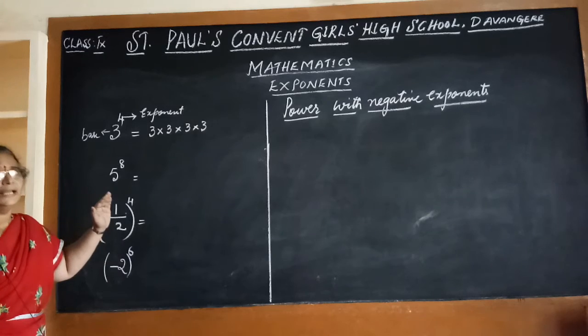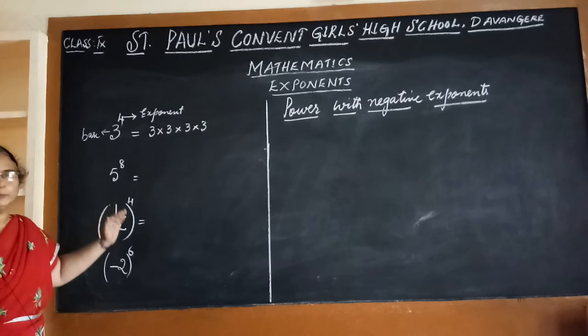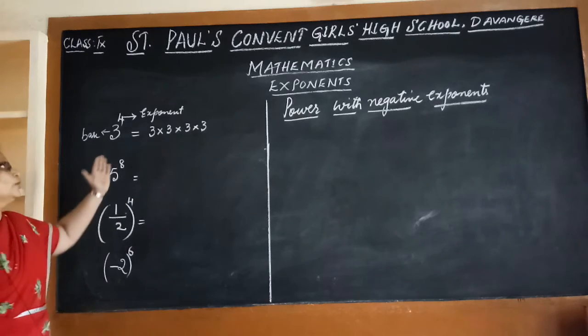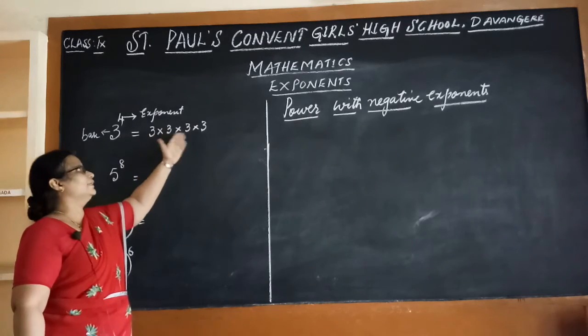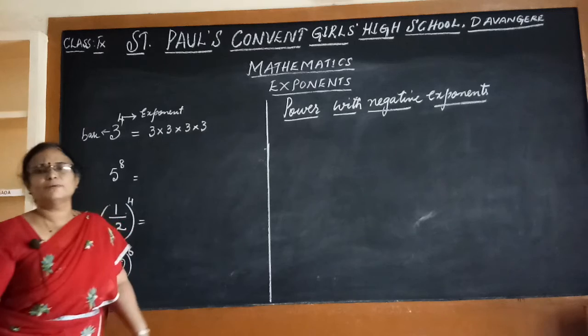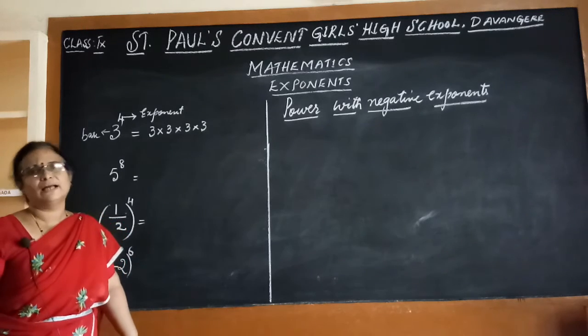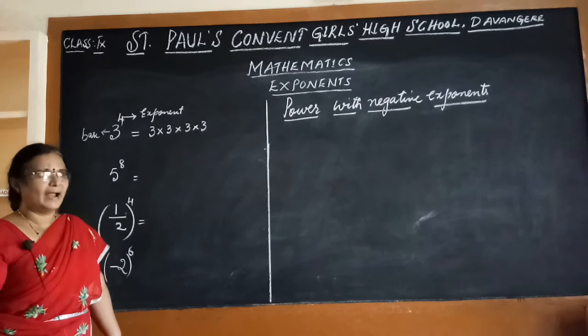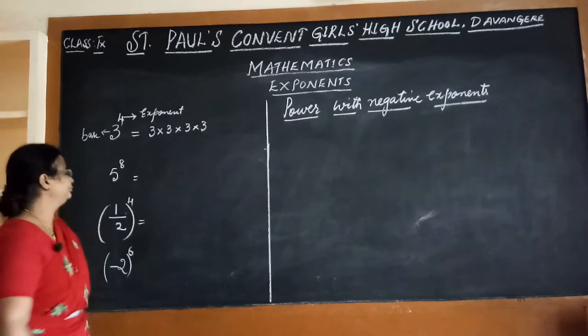This is only expanding the exponential form. If they ask you to find the value, you have to multiply: 3 threes are 9, 3 nines are 27, 3 twenty-sevens are 81 is the value. But now I am showing you how to expand the exponential form.